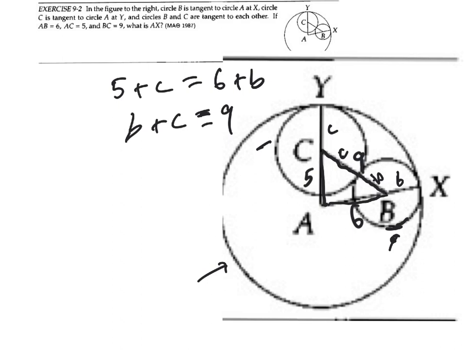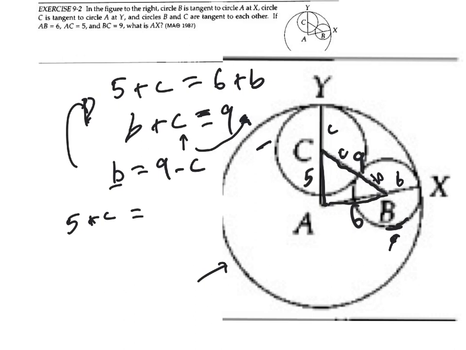Because we have 2 variables, 2 equations, we know we can solve it. First thing I like to do is just solve for one variable in terms of the other. So I'm going to say b equals 9 minus c. I just subtracted this c and put it over there. Then I'm going to substitute the b here into the b in my first equation. What it looks like is 5 plus c equals 6 plus 9 minus c. I'm going to simplify, and I get 5 plus c equals 15 minus c.